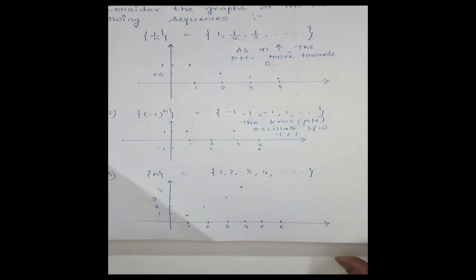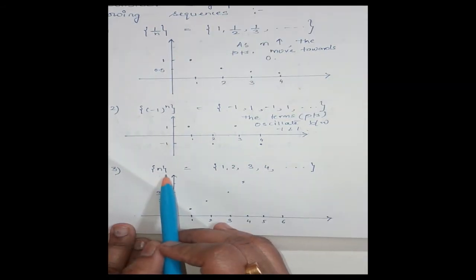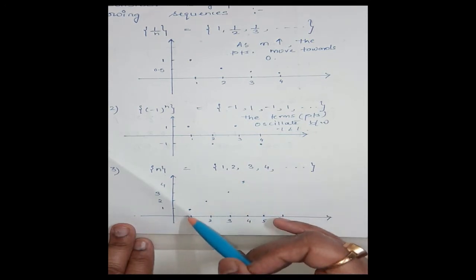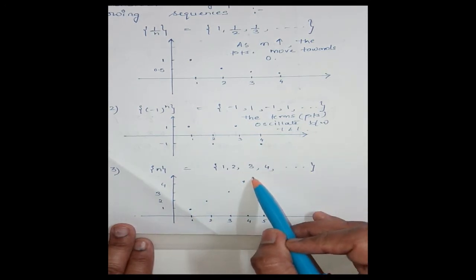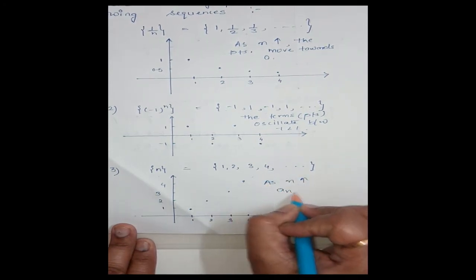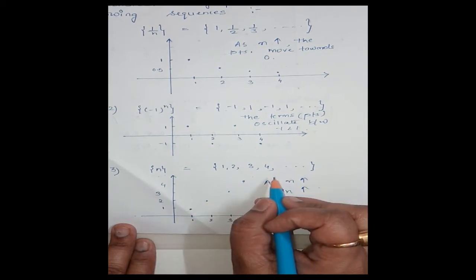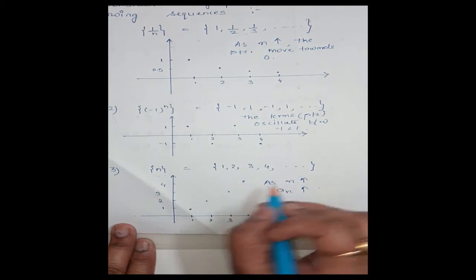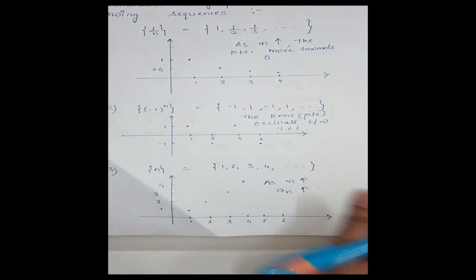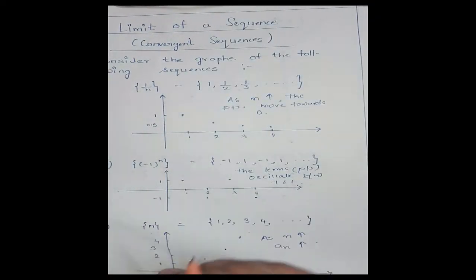Third, we consider the sequence with nth term as n. The terms are 1, 2, 3, 4 and so on. On plotting, the graph is like this. As n increases, a_n also increases. They are not tending to any finite value. Clear?